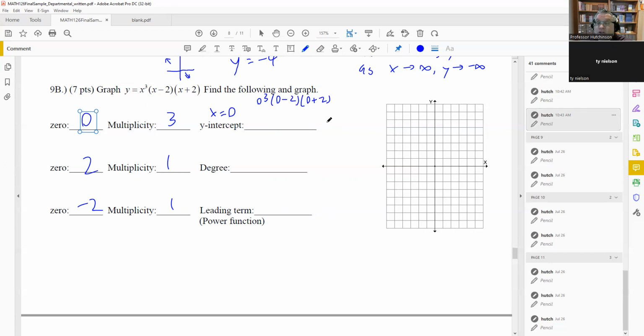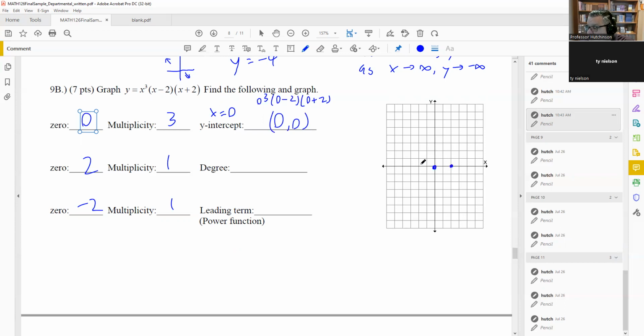A common mistake I'll see students make is somehow they just ignore that 0 just goes away because it's 0, and then they just multiply these and get negative 4. That's not correct. Remember, it's 0 times everything on there. So the answer is going to be 0. And so 0, 0 is the actual coordinate on that. So we know it goes through the origin right there.